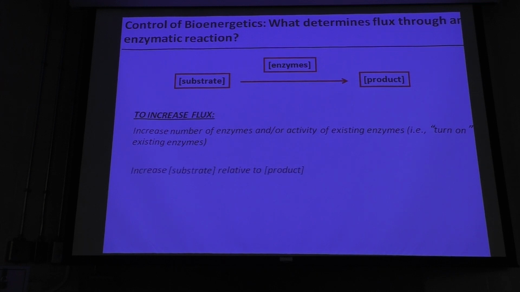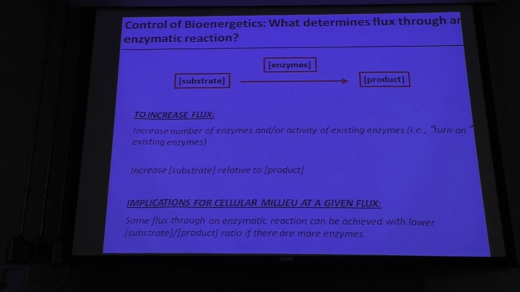You can also, of course, increase the substrate to product ratio. As I'll show you in some examples, if you were to increase the amount of oxygen, you can drive ATP production and flux through that enzymatic reaction more quickly. The implication for this intracellular metabolic milieu at a given rate of flux is that the same flux through an enzymatic reaction can be achieved with a lower substrate to product ratio if there are more enzymes or the enzymes are more active.